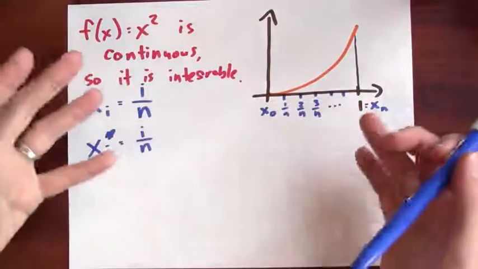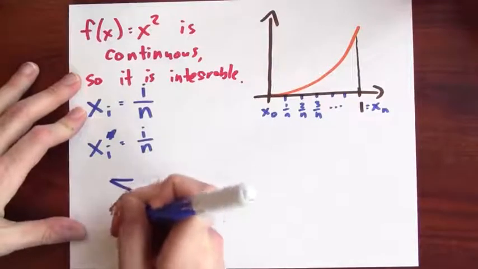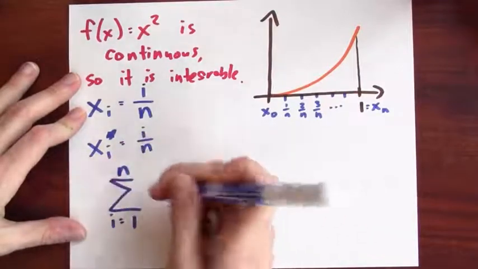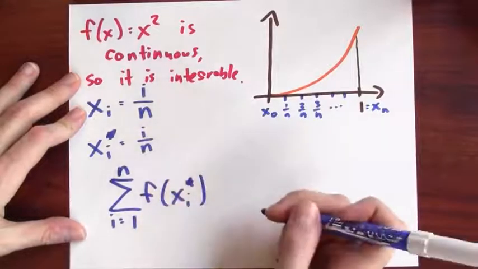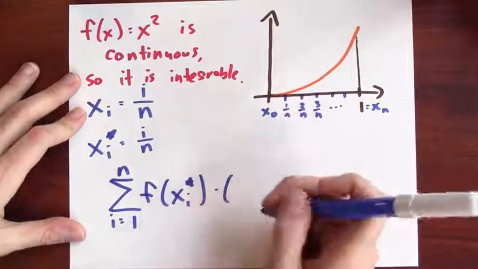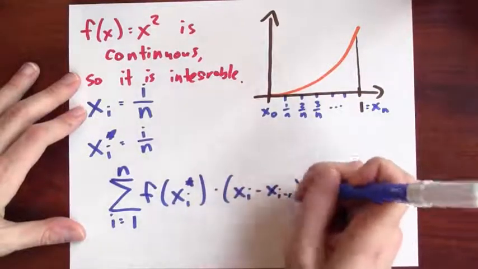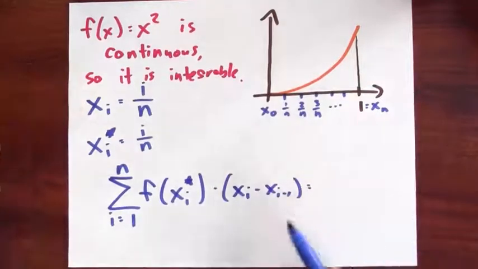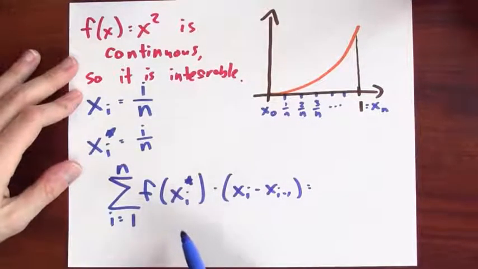And now I can write down the Riemann sum. The Riemann sum is the sum, i goes from 1 to n, of the function evaluated at the sample point times the width of this ith interval, which I could write as x sub i minus x sub i minus 1. Now in this case, some of this is a little bit easier. I can write this a little bit more nicely.